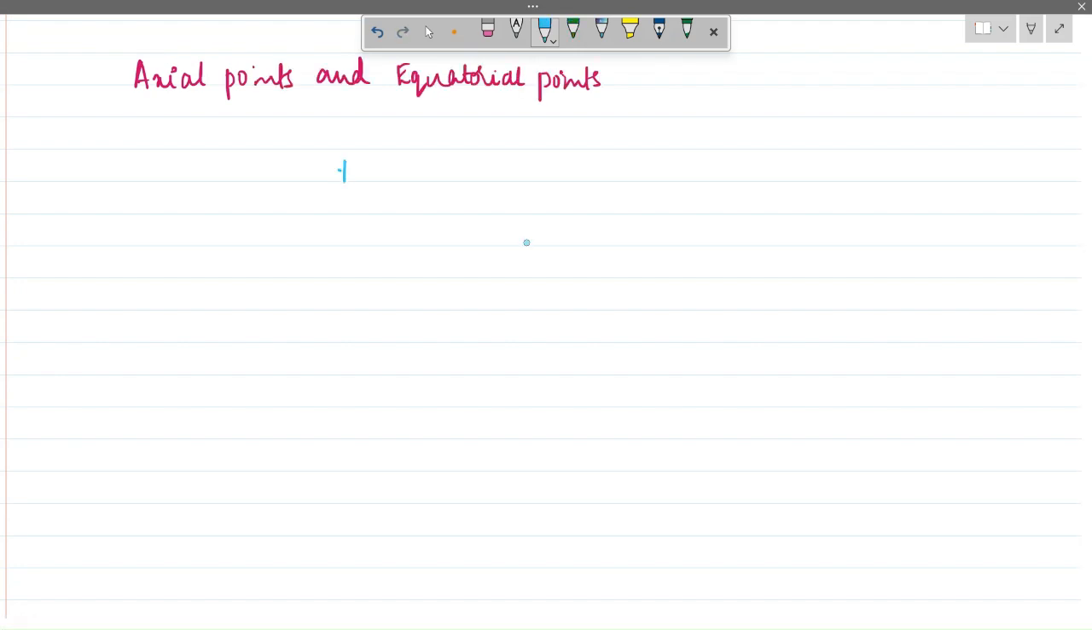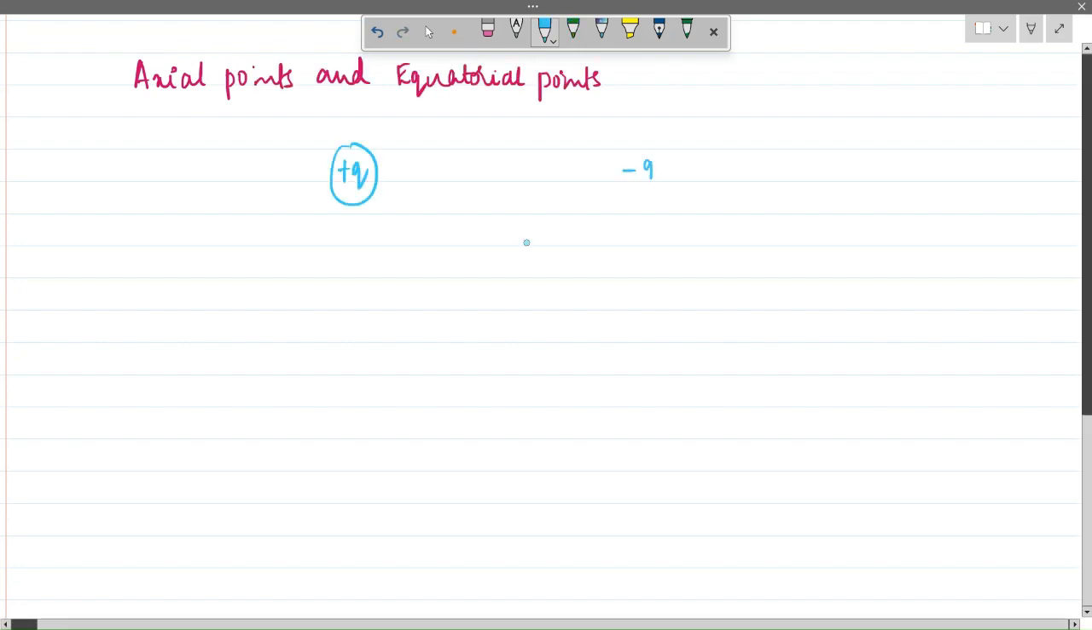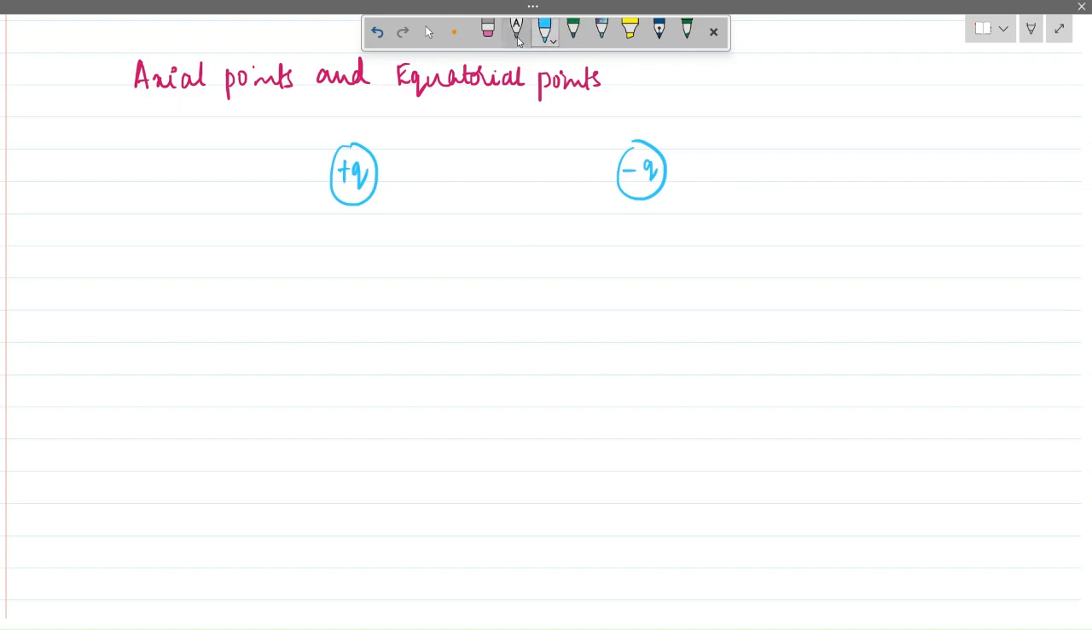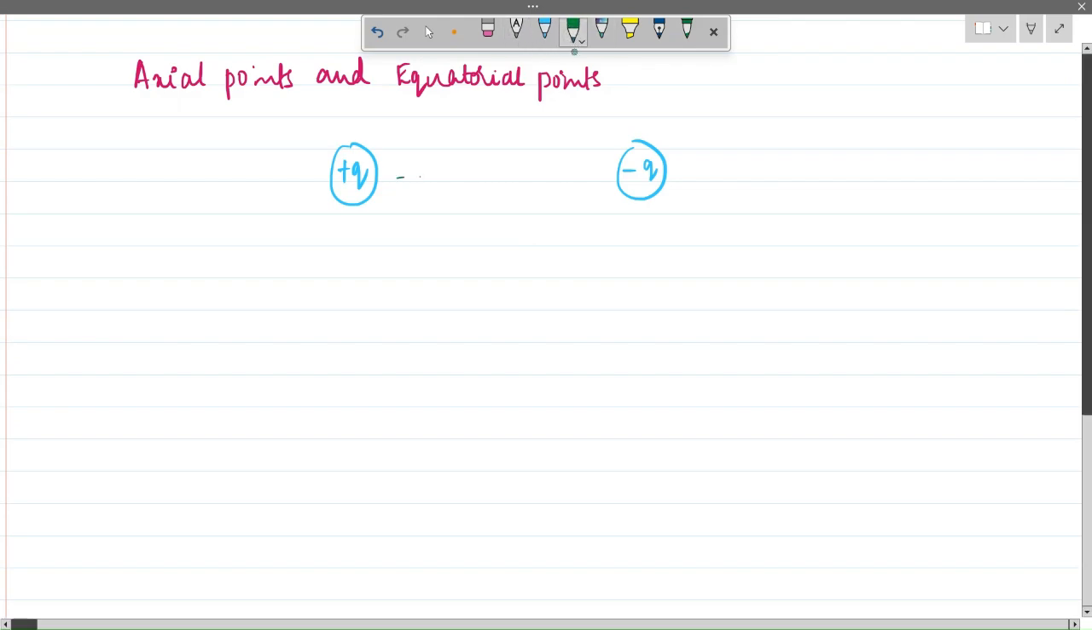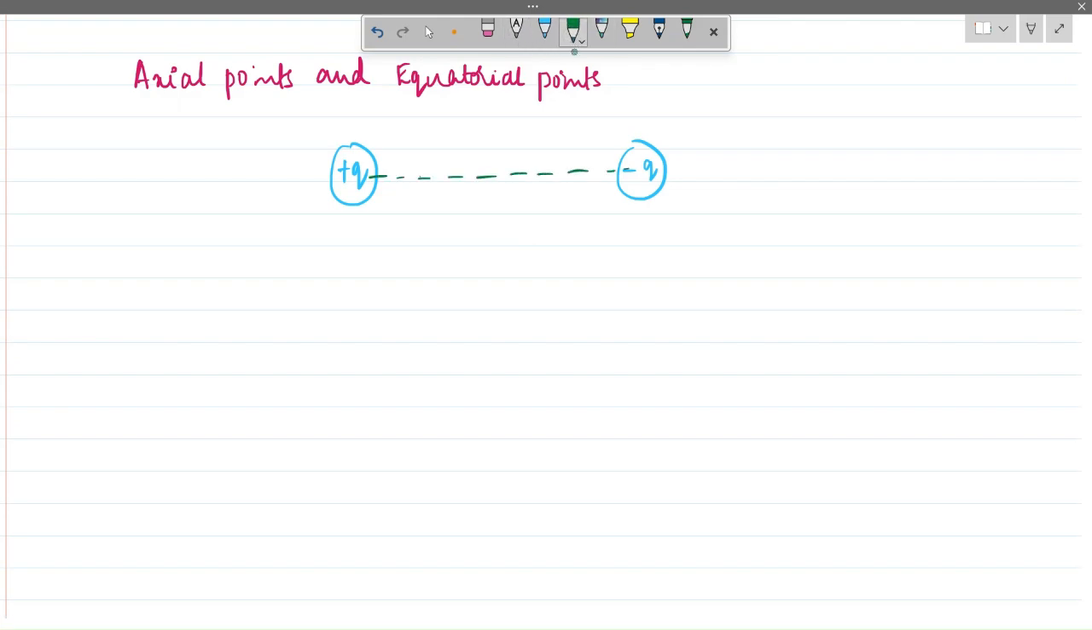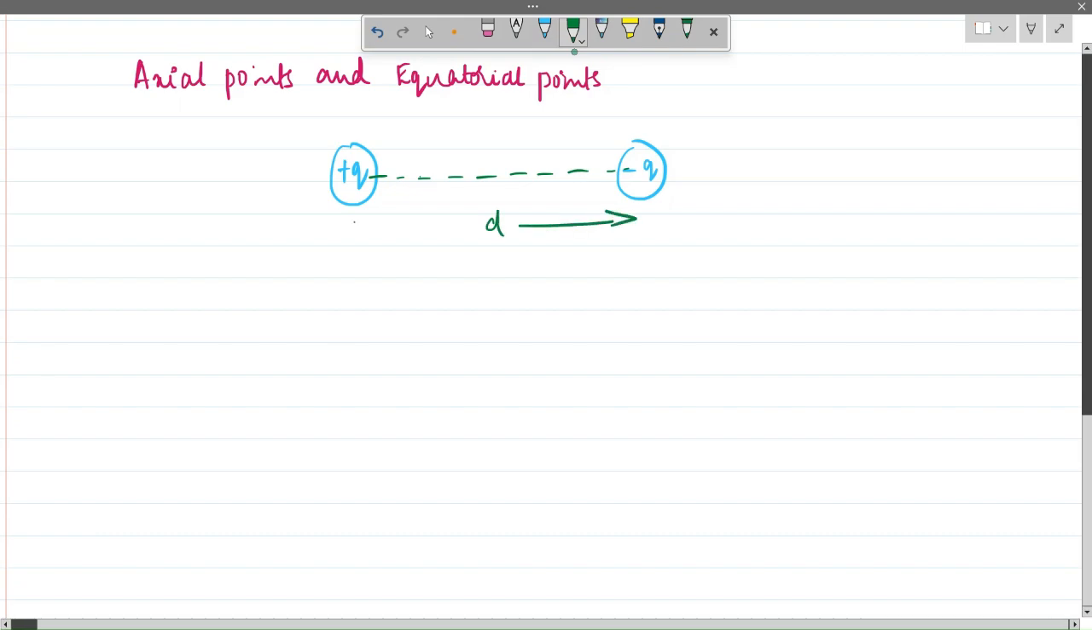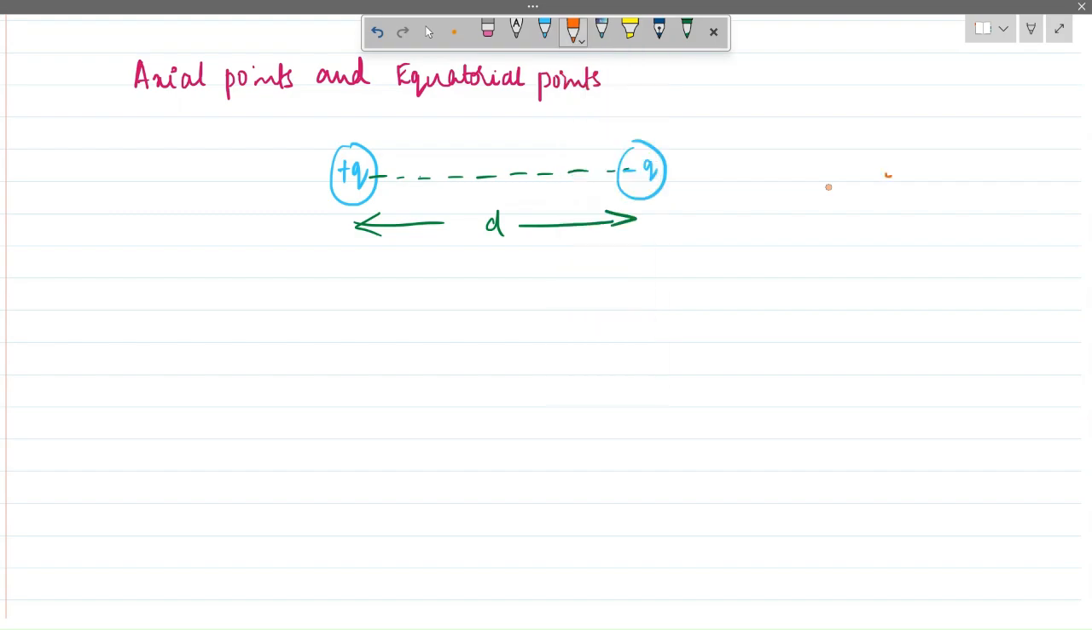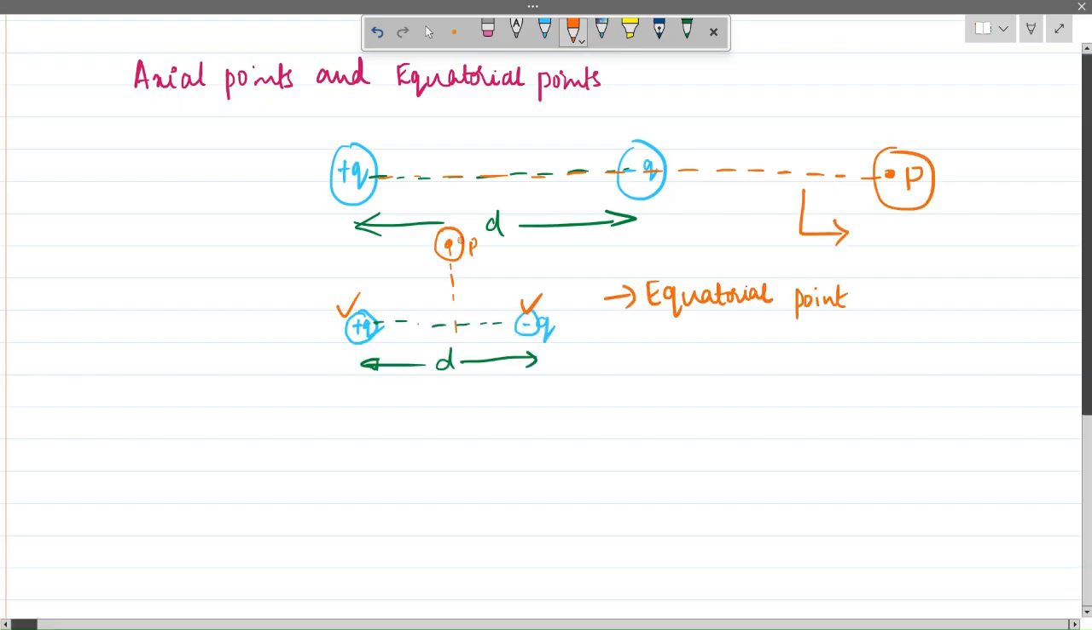Now let us understand the terms axial points and equatorial points. This is plus q charge and this is minus q charge, and they are separated by a distance d. Point P is situated somewhere here, but it is on the same axis of these two charges. So this is called an axial point.